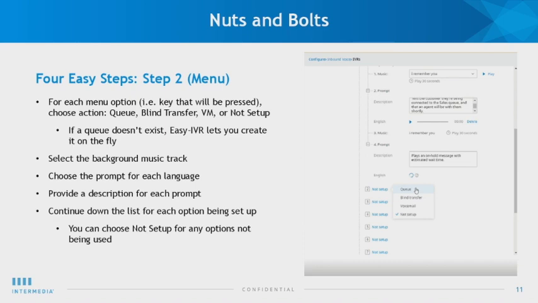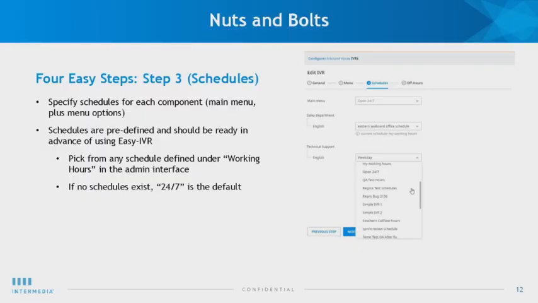And you choose a prompt for each language. Again, in this screenshot, it's just the one language to keep things simple. English. Give a description for that prompt, and you just go down the list. For every option, that's what you're doing. What action am I taking? Which of these 4 actions, right? And I need to specify if it's a queue, which queue it's going to. If it's a blind transfer, which number is it going to? If it's a voicemail, okay, fine. What is the voicemail box or voicemail email address, and what's the prompt? And that's it, right? That's the core of it. There's a couple more steps here. Again, I'll just go quick, but that's basically it.